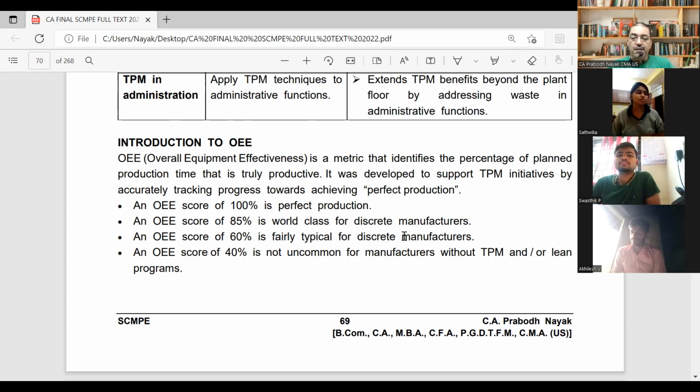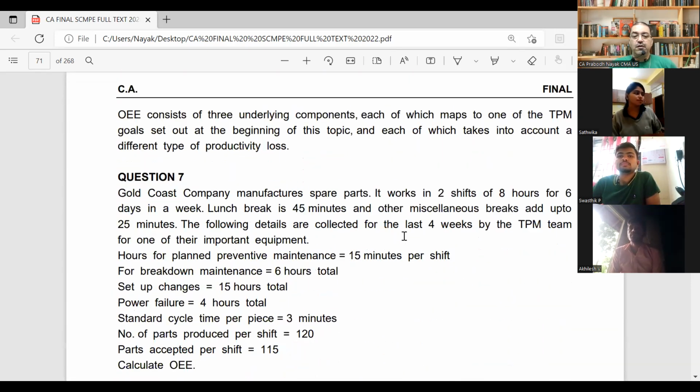It was developed to support the TPM activities by accurately tracking the progress towards achieving perfect production. An OEE score of 100% is perfect production. If the score is 85%, it is world class for discrete manufacturers, individual manufacturers. And if it is 60%, then it is fairly typical. We call it fairly typical. And an OEE score of 40% is not uncommon, but it will definitely indicate that maintenance is not there, efficiency is low, and you need to increase that efficiency. Okay, so calculation of that is important.